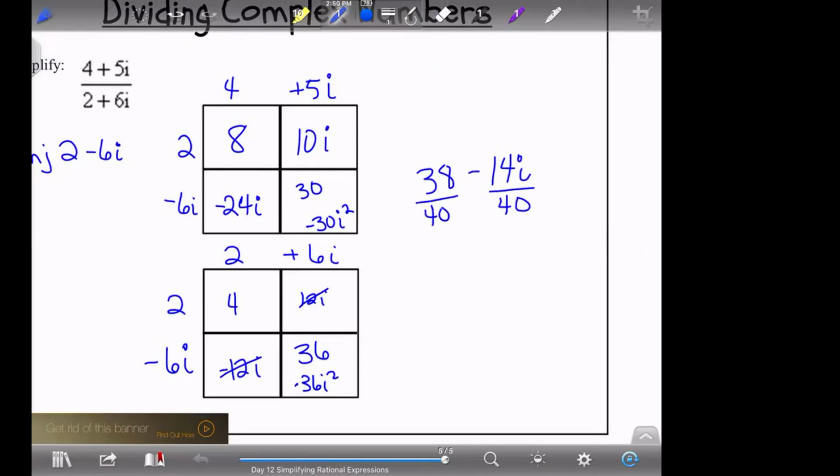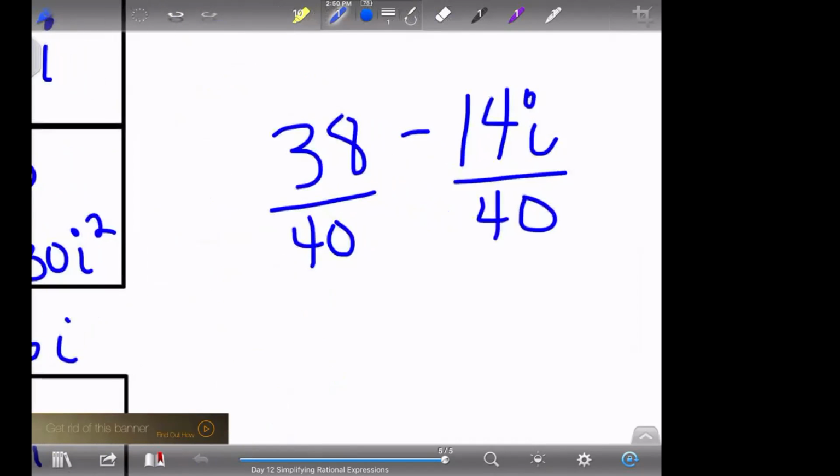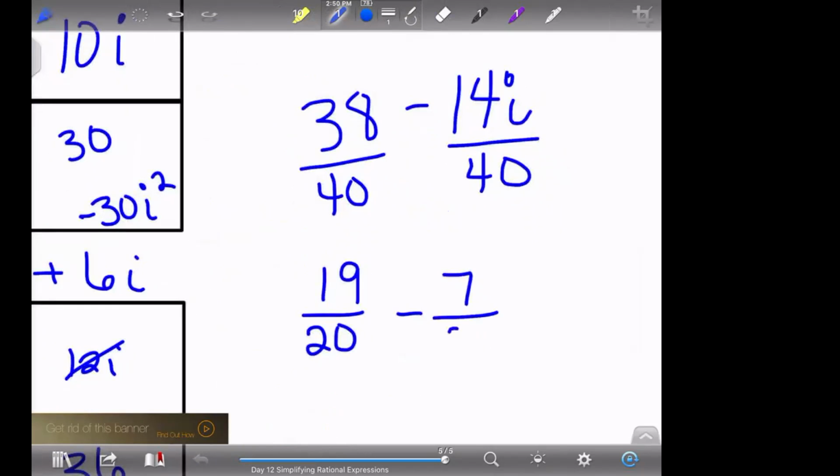So now we're going to reduce both fractions. If I look at 38 over 40, they're both even. So I'm definitely going to start off by dividing both of them by 2. That's going to give me 19 over 20, which is reduced. Then I'm going to look at 14 over 40. Again, they're both even. So I would start out by dividing by 2. So that's going to leave me with 7 over 20.